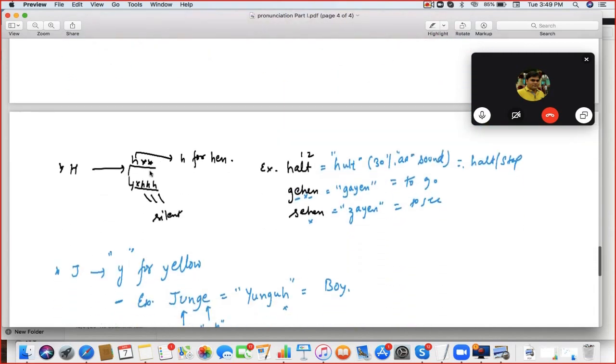Good. Next is H. H in the beginning is H, and in the middle or end it is silent. This is very important. Beginning is H, and middle or end it is silent. So speak the example. Halt, gehen, sehen. Not gehen with an H sound. Halt, gehen, and sehen.